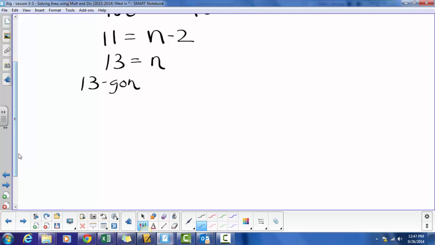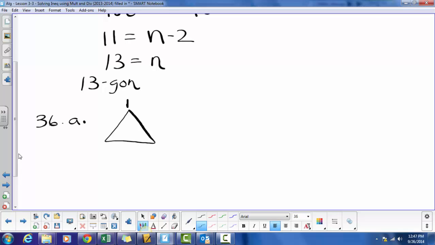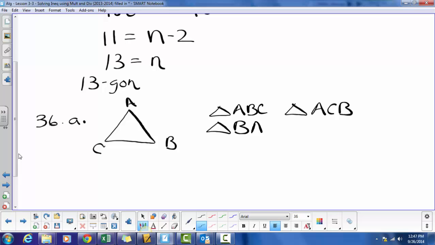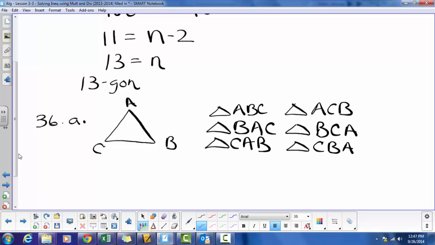Number 36. 36a says, make a 3-sided figure, label the sides A, B, and C. How many ways can you write that? Well, I can call this triangle ABC, or triangle ACB. I can also call it triangle BAC or triangle BCA. I can also name it triangle CAB or triangle CBA. So I'm going to use 3 letters and I can name it 6 ways.